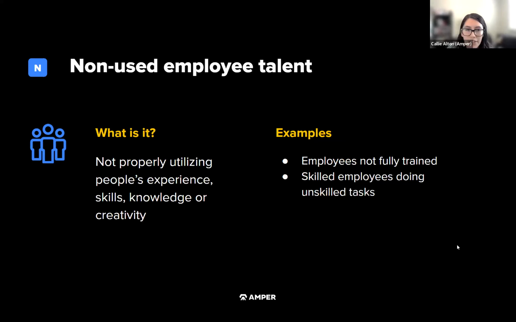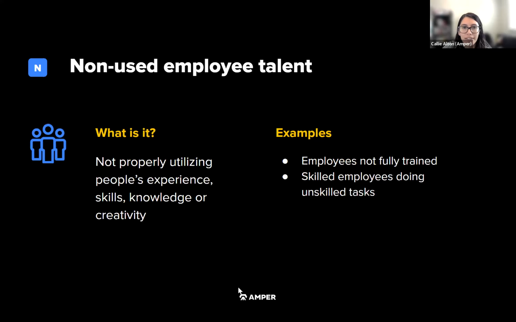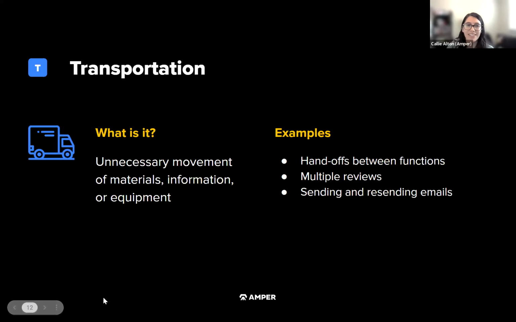I'll pause here and see if anybody has any more questions or examples of these first 4 that we covered. Anything? These were defective production, overprocessing, waiting, and non-used employee talent. I'll go ahead and hop to the next section.